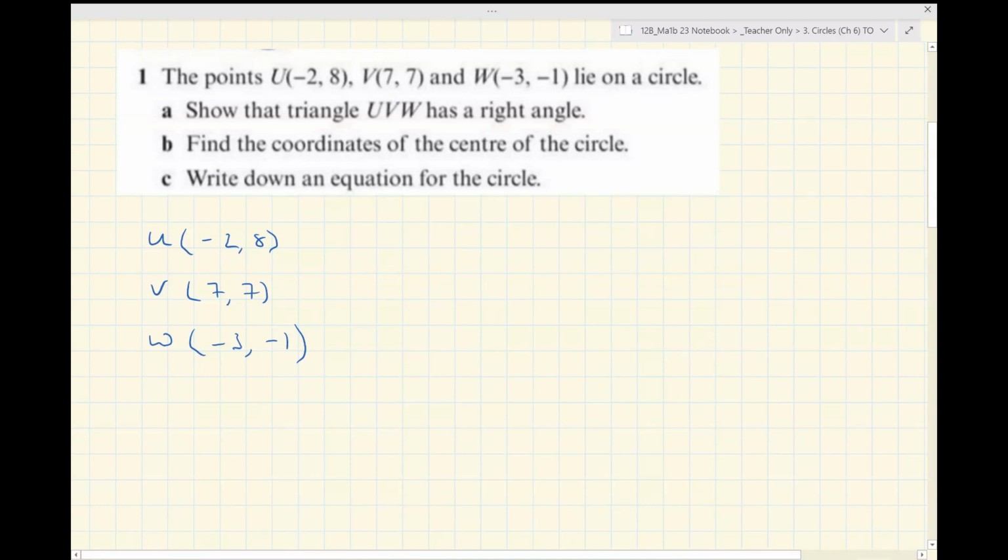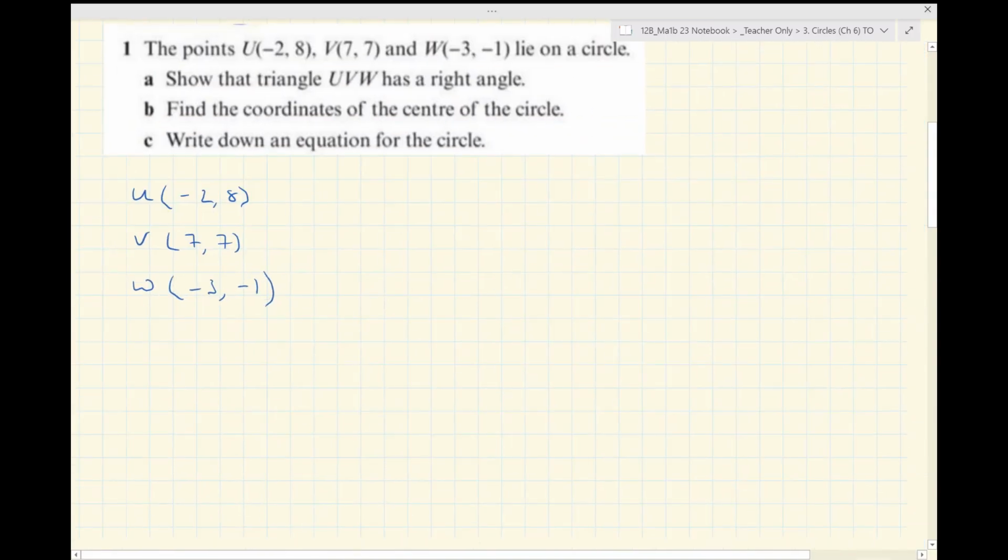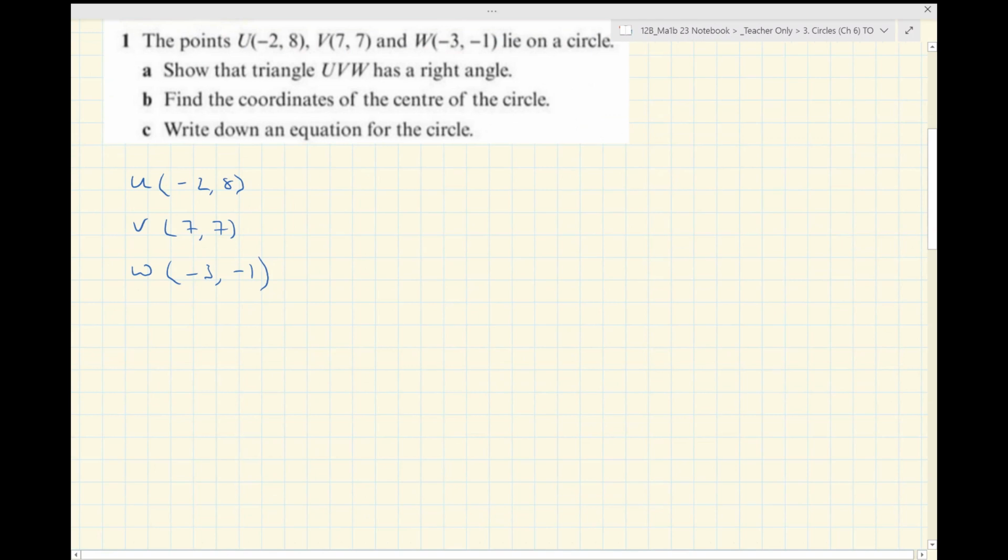Question 1. I've written the coordinates of the points U, V, and W down here, and I need to show that the triangle has a right angle. So I'm going to find the lengths of each of the sides. UV will be the square root of the difference in the x-coordinates squared plus the difference in the y-coordinates squared. So that is the square root of 82.